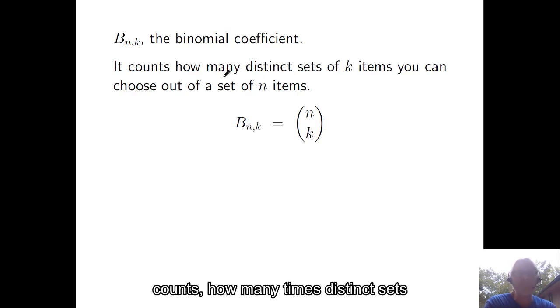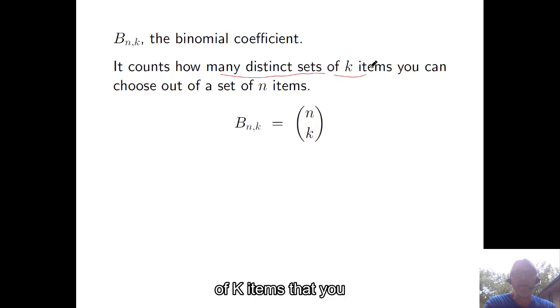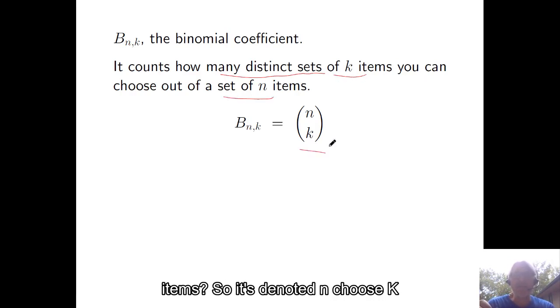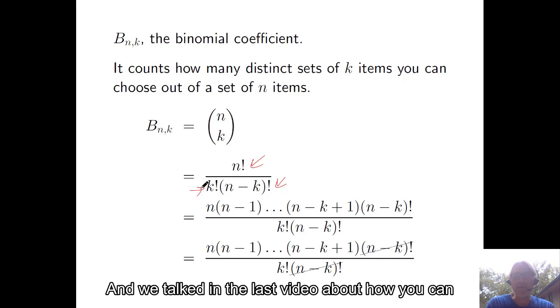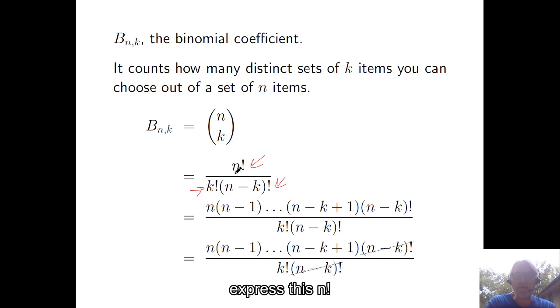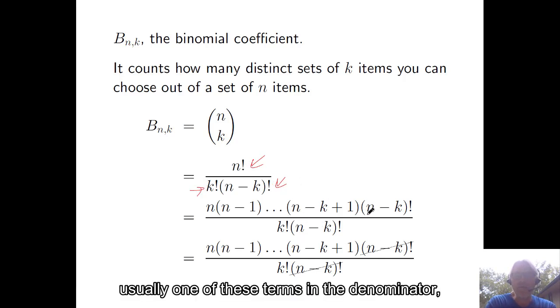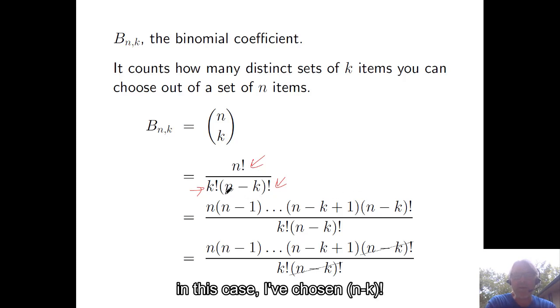Remember, it counts how many distinct sets of k items you can choose out of a set of n items. So it's denoted n choose k like that. And remember, that expands to n factorial over n minus k factorial times k factorial. And we talked in the last video about how you can express this n factorial, usually one of these terms in the denominator. In this case, I've chosen n minus k factorial. That'll show up in the expansion of n factorial.